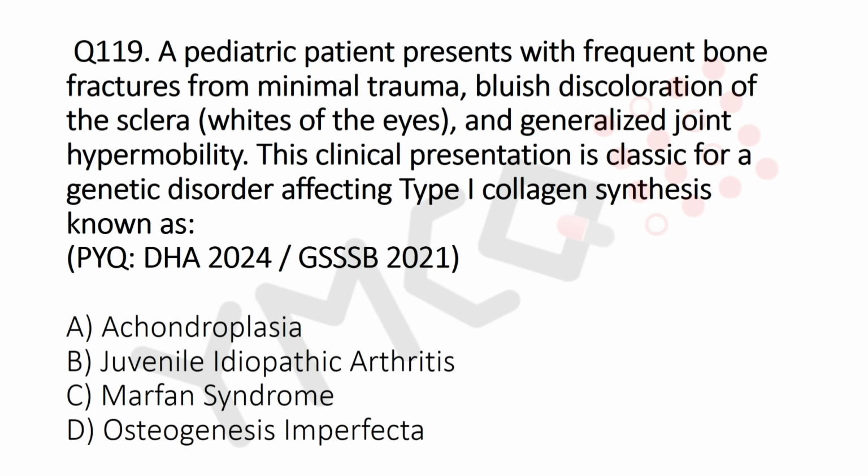And the answer is option D, osteogenesis imperfecta. Frequent fractures and blue sclera are the textbook giveaways of osteogenesis imperfecta, also known as brittle bone disease. The body cannot make strong type 1 collagen. Okay? Now let's move to question number 120.